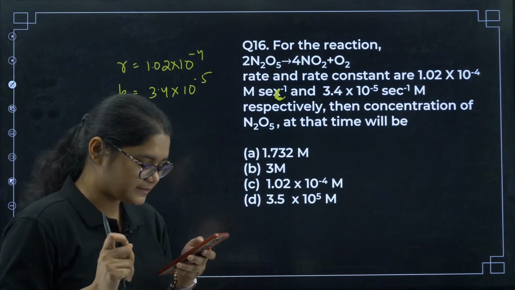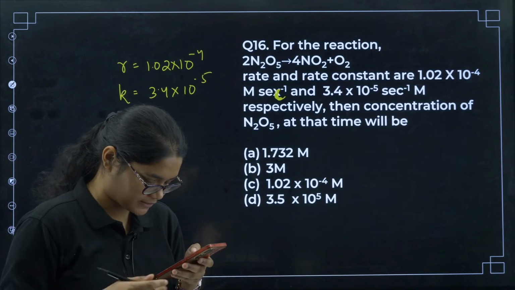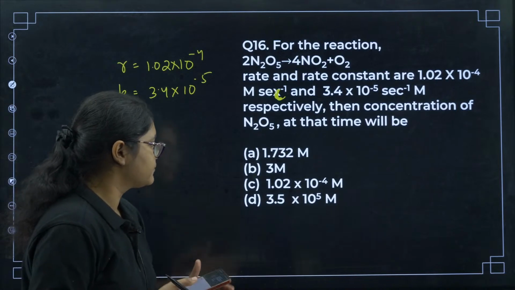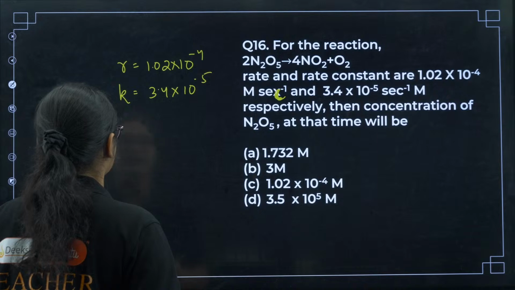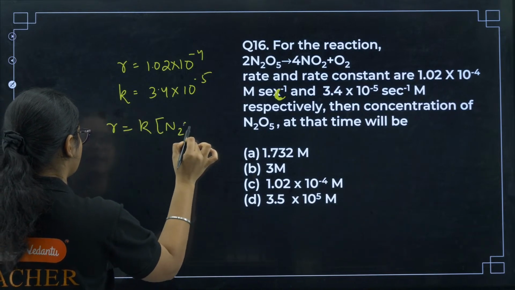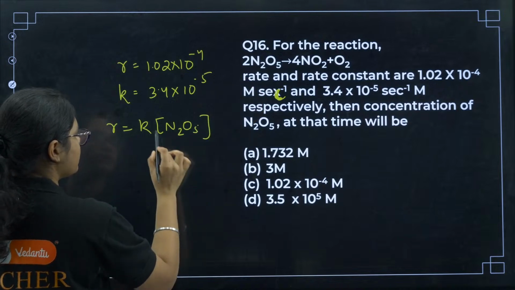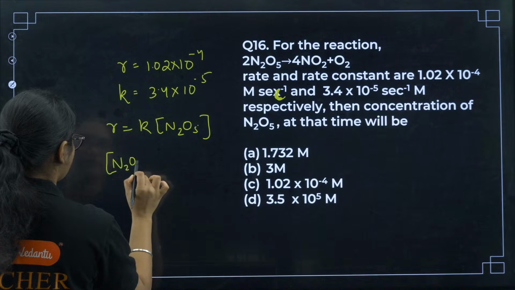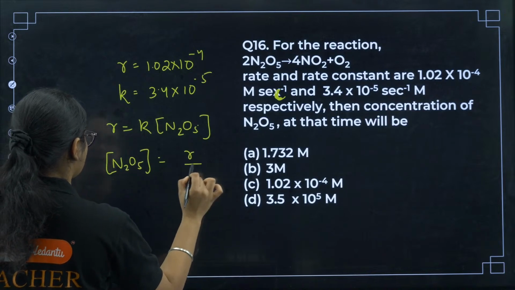Yes, this is a very simple, direct question. Let me see who is answering it correctly. 16D. Okay, let's see, I think that is wrong. See, rate is equal to K into the concentration of N2O5, right? We already have the rate, so I can write the concentration of N2O5 is equal to rate by K.